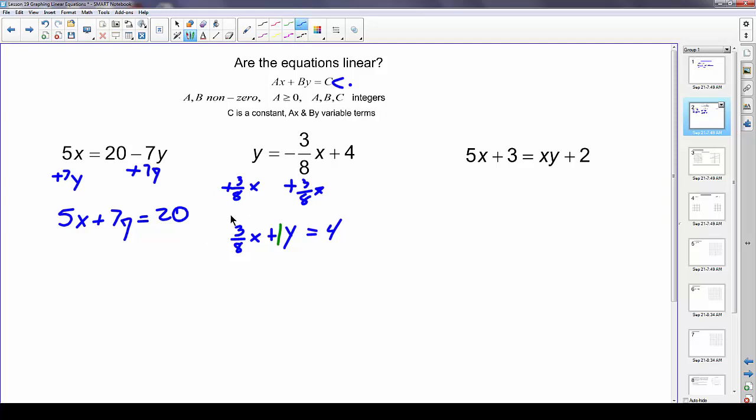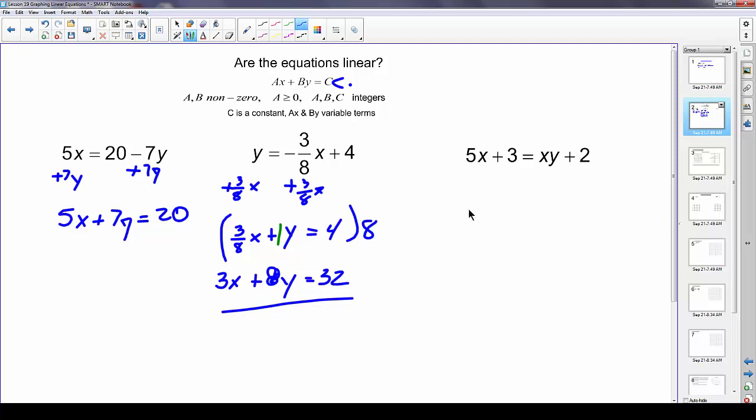So to make these integers, I'm going to clear the fraction, multiply by 8. We get 3x plus 8y is equal to 32. And now this fits the linear equation model, because now I have all integers.